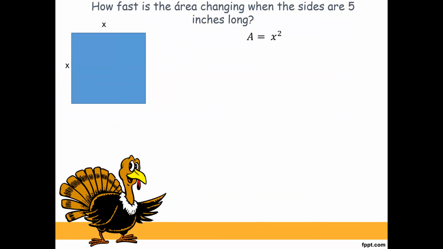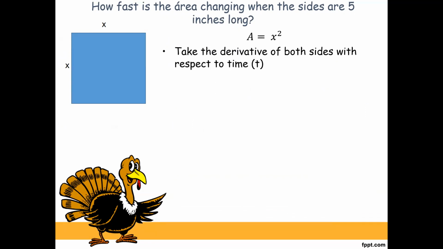Well, we already know that the formula for area is x squared. We take the derivative of both sides with respect to time. So the derivative of the left side isn't going to be just dA, it's going to be dA over dt. And the derivative of x squared isn't going to be 2x dx, it's going to be 2x dx over dt.